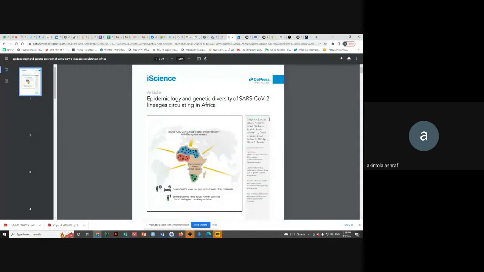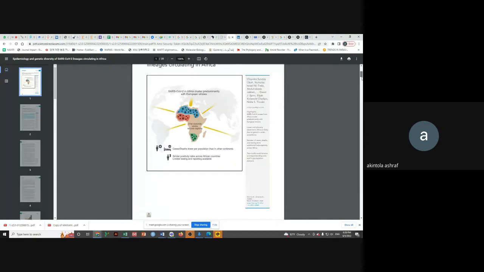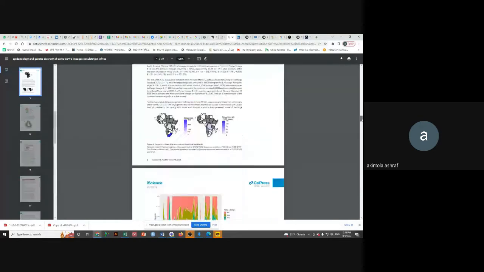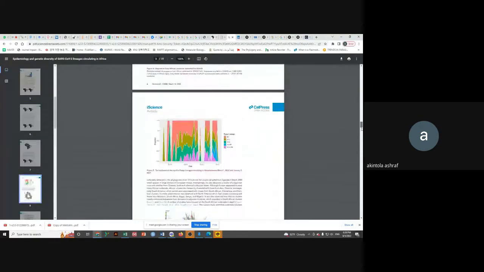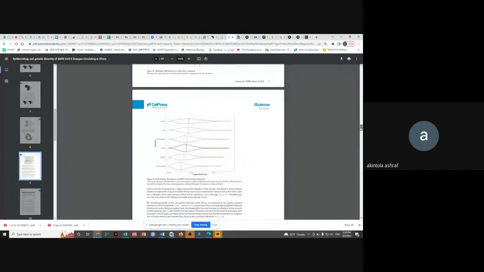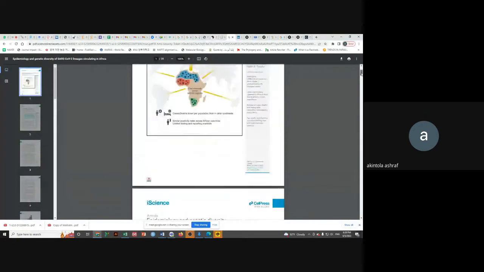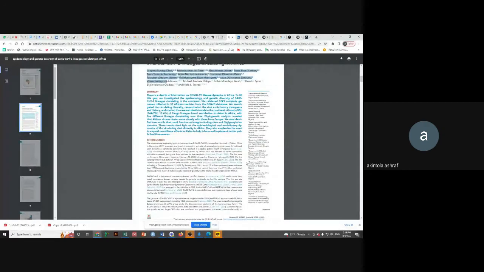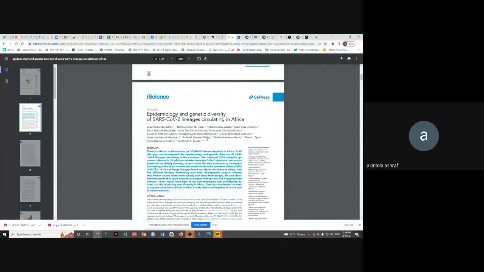Yes, this is a typical example. It was published in Cell Press, iScience. I will share the link in the comments, or I download and share also. This paper was gotten with secondary data. As you can see, it has a lot of authors from Nigeria. In fact, the authors are from Nigeria and Ghana, majorly from Nigeria. I think one from Ghana.